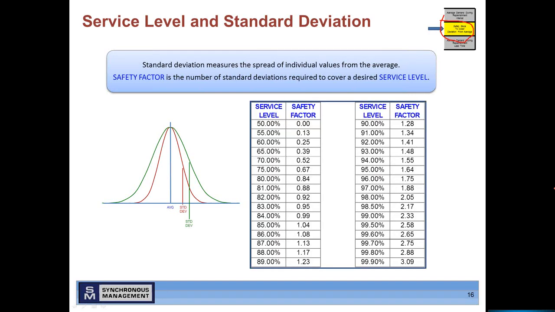And you just use a table of a normal distribution to tell you, for example, if you want 98% fill rates, then you're going to need 2.05 standard deviations of safety stock in that supermarket, okay? That's in addition to demand during the lead time and in addition to the order quantity. It's only one of the three elements, okay?